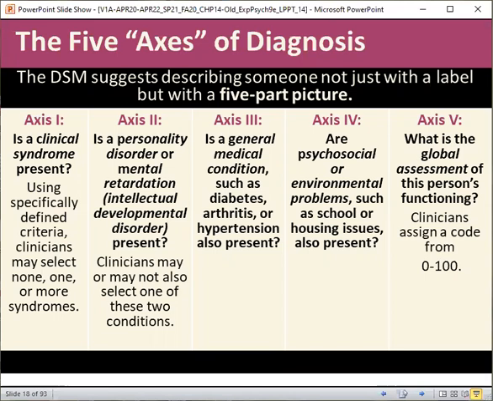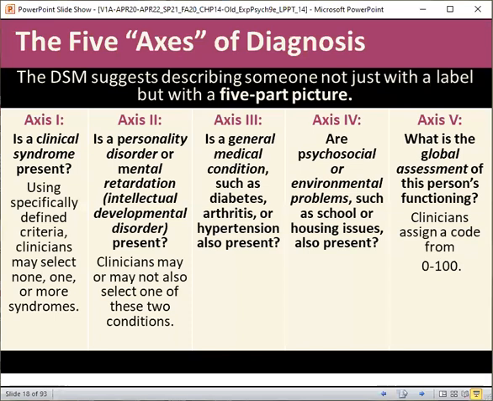Axis 2 is a personality disorder or mental retardation, also now referred to as intellectual development disorder, present. Axis 3 is a general medical condition such as diabetes, arthritis, or hypertension, present. Axis 4 is psychosocial or environmental problems such as school or housing issues, also present. So they're looking at everything you possibly can that may be a cause or influence into someone's behavior.